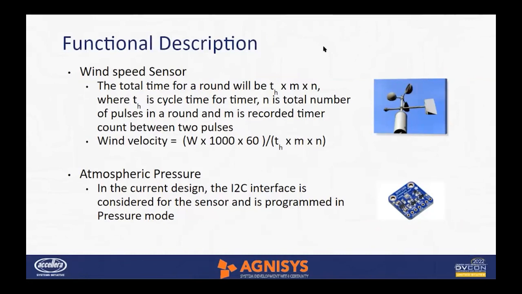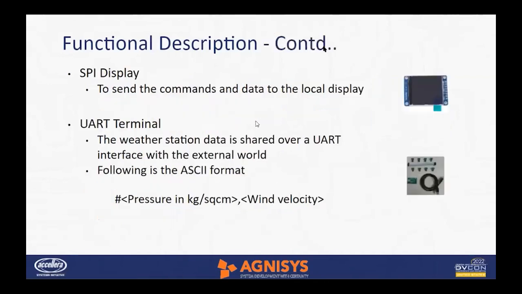Atmospheric pressure: in the current design, the I2C interface is considered for the sensor and is programmed in pressure mode. Apart from that, the SPI display is used to send the commands and data to the local display. UART terminal: the weather station data is shared over a UART interface with the external world. Following is the ASIC format.